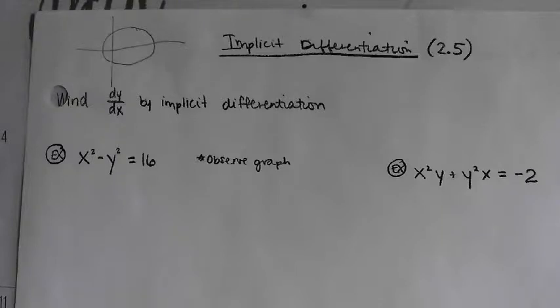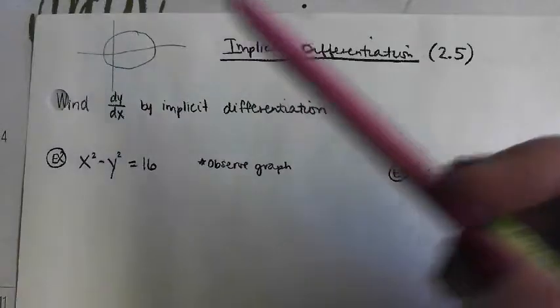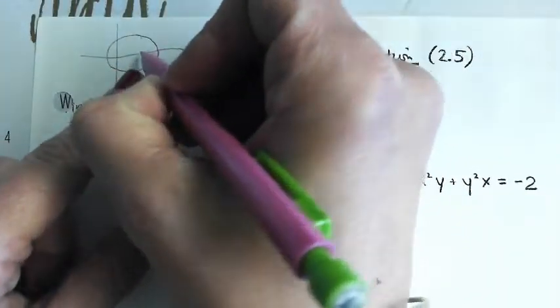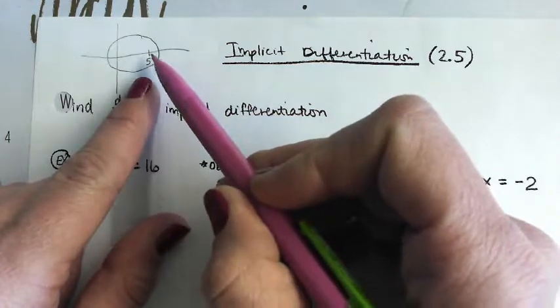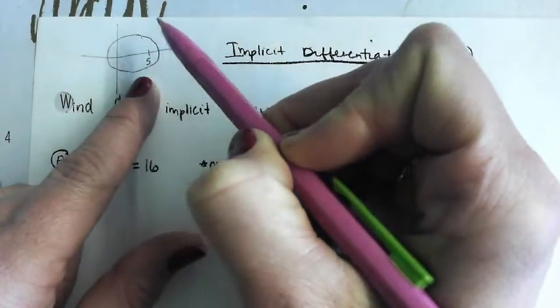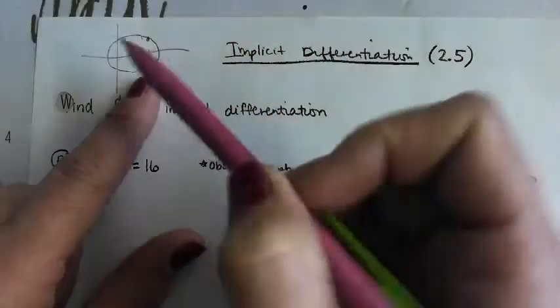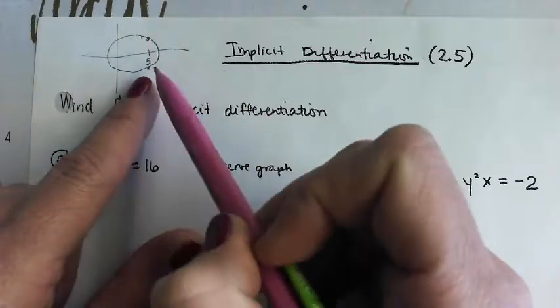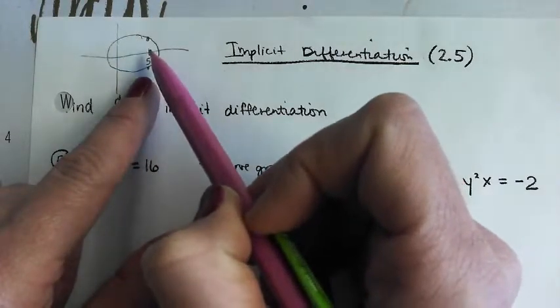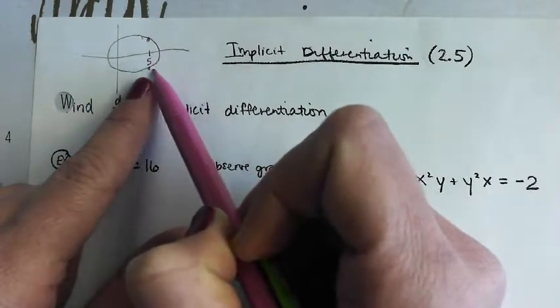At a certain location, we could evaluate the slope of this circle at a given location. Let's say this is like 5, for example. However, there's two x equals 5 values or locations when you're dealing with something that's not a function. So if I'm going to evaluate the derivative here, I need to know, am I finding the slope at (5, 2), or am I finding the slope at (5, -2)?